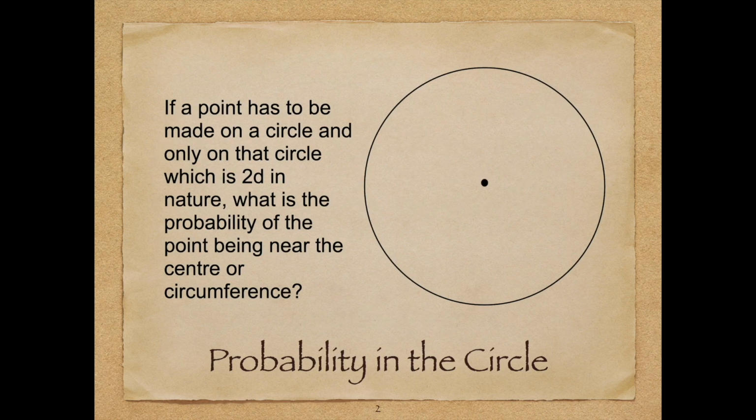As we move towards explanation of the topic, I will shed light on how I came across this topic. Six months back at maths class, we were asked a question. If a point has to be made on a circle and only on that circle, which is 2D in nature, what is the probability of that point being near the center or being near the circumference? For now, pause the video for 2 minutes and try to solve this question on your own, or else you can watch the solution now.